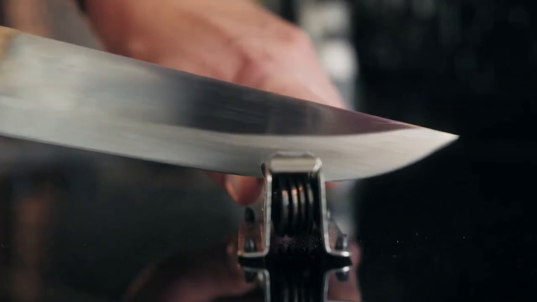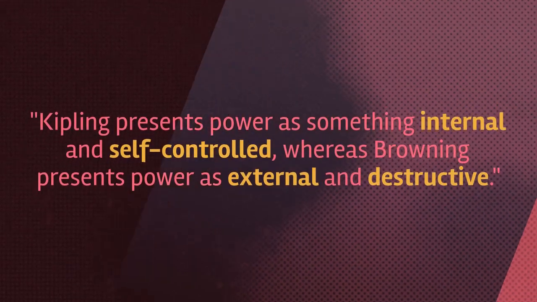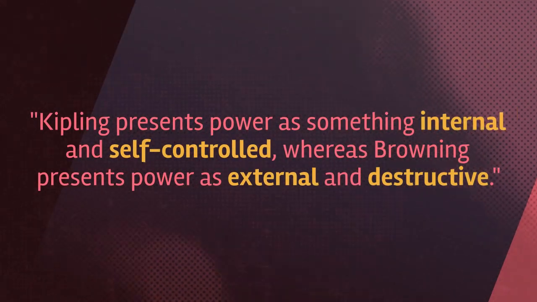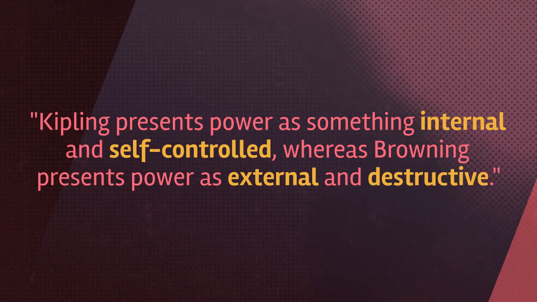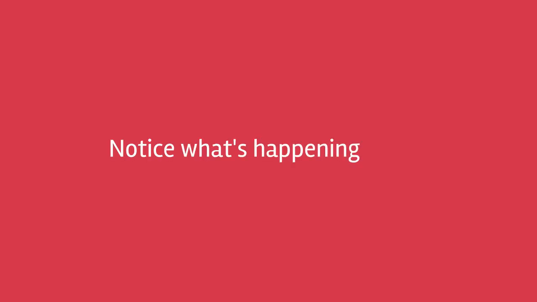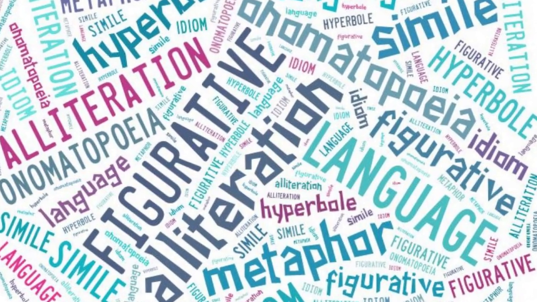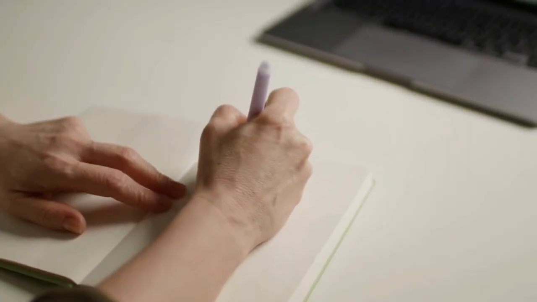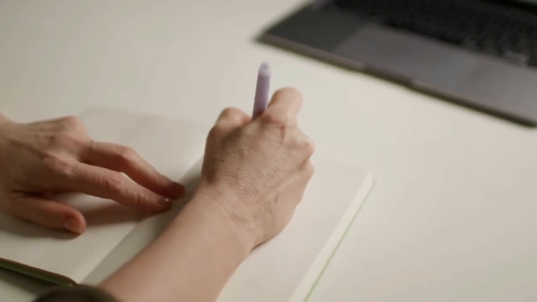You might then want to sharpen your idea. Kipling presents power as something internal and self-controlled, whereas Browning presents power as external and destructive. Notice what's happening here. We're not naming techniques yet. We are establishing a conceptual framework. This gives you control over the paragraph instead of letting quotations take over.